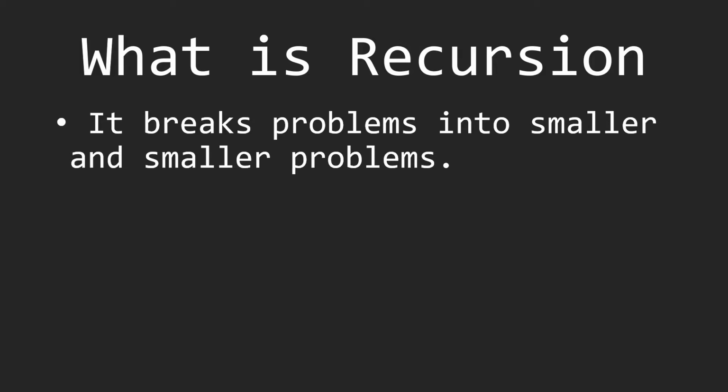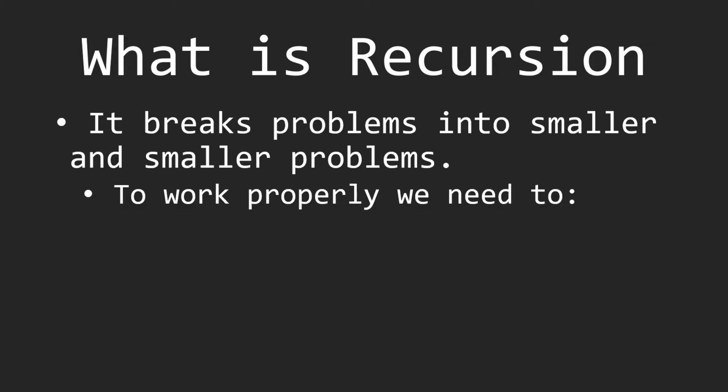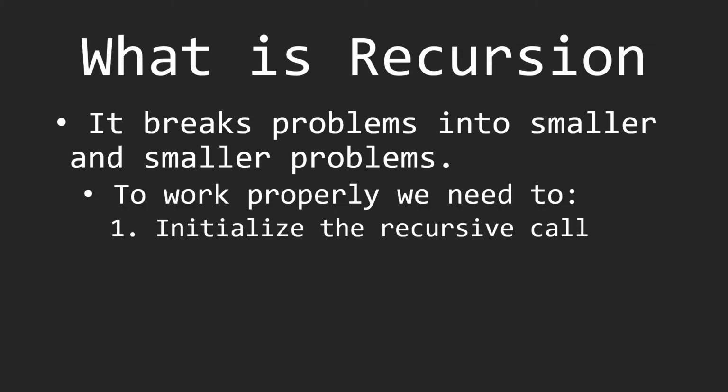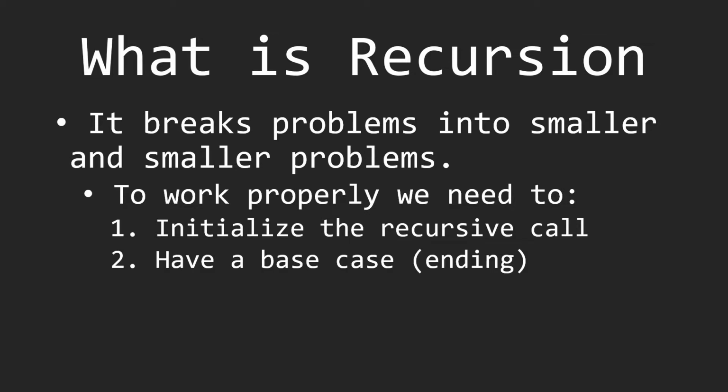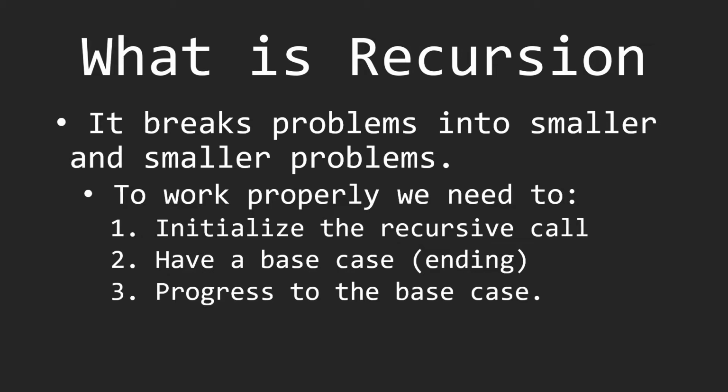In order to do that, we need three key steps. Number one, we need to initialize the recursive call, which means we call it in our main function. Number two, have a base case. The base case is the simplest answer, or the simplest problem, for a given problem. And number three is the progress to the base case. We need to somehow get to that base case, that simplest problem, and solve it, right?